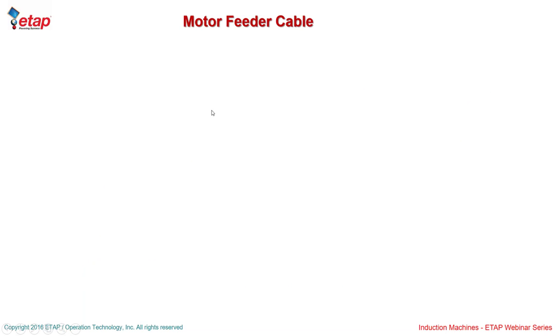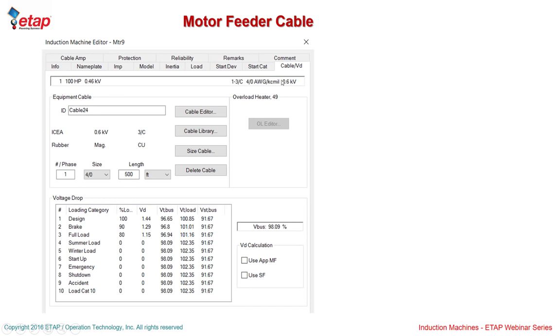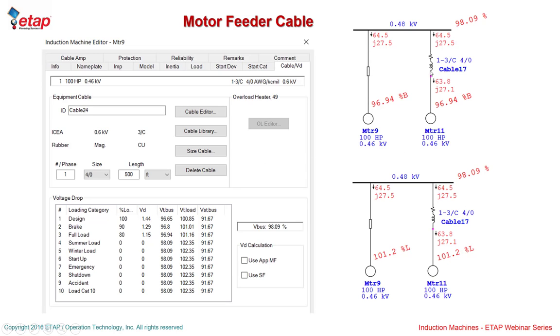Next, we're going to consider motor feeder cable. ETAP provides adding the motor feeder cable directly in the editor as part of the motor, where you specify the size and the information about the cable, and you can see the loading of this machine, percent loading, and the voltage drops, and the terminal bus, and the voltage at the load terminal bus. And I'm going to discuss the difference between the two methods of doing this.